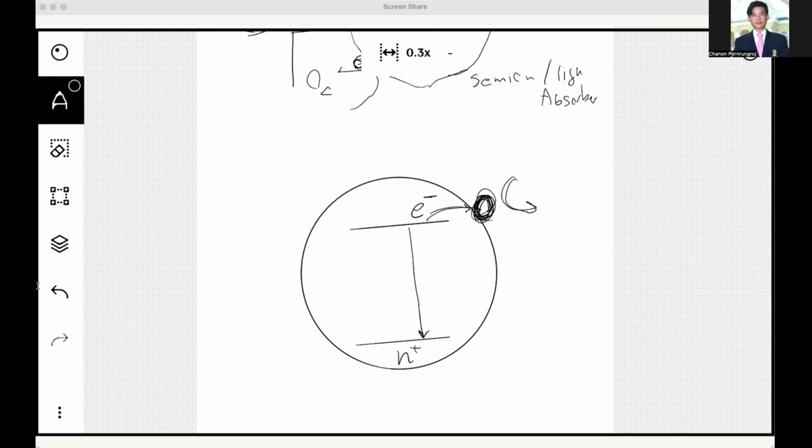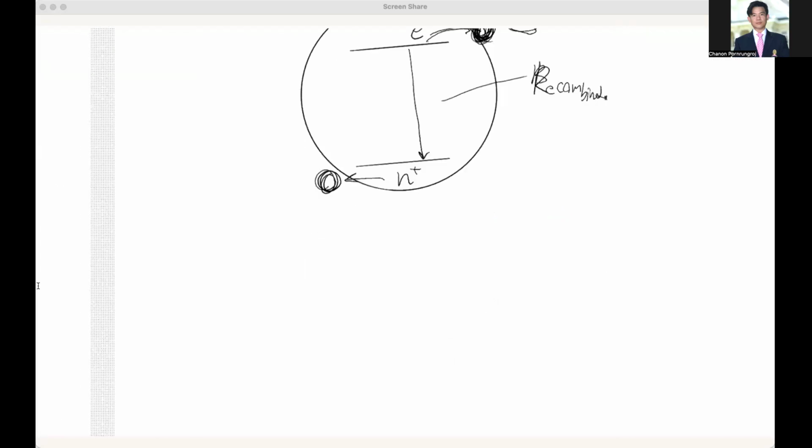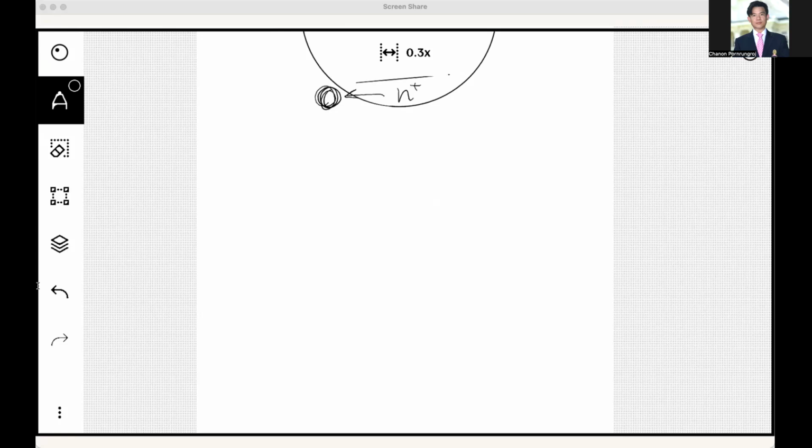If this catalyst is not accepting electrons very well, or if this catalyst is not accepting holes very well, there will be a lot of back reaction, or I would say recombination. There would be a lot of recombination. So this is one thing that can happen, recombination. Another thing that can happen is back reaction.